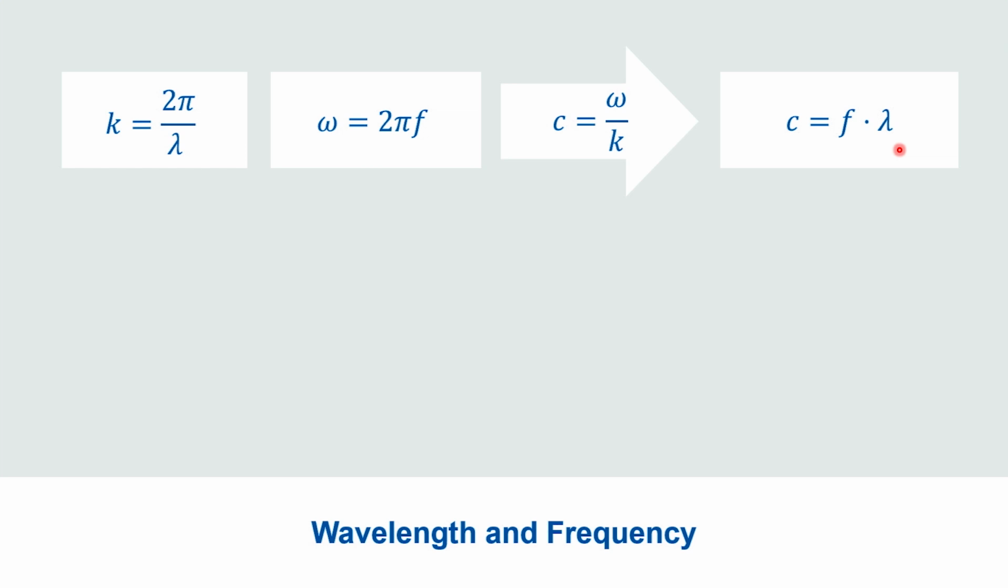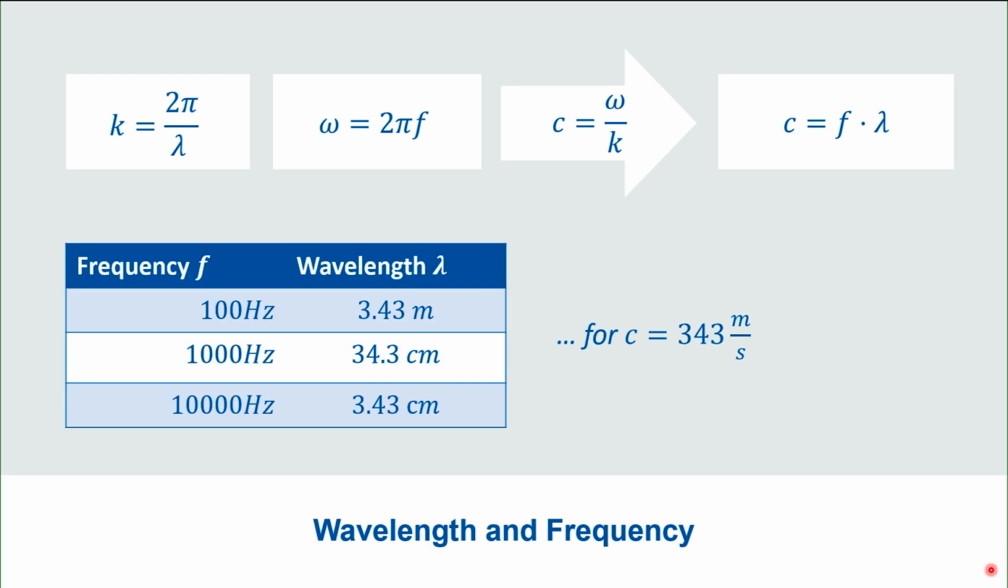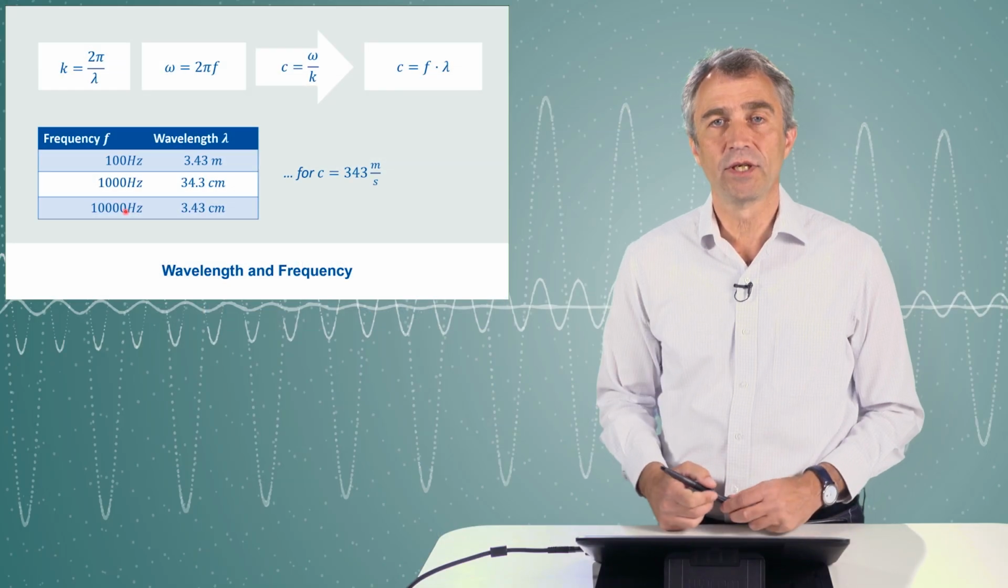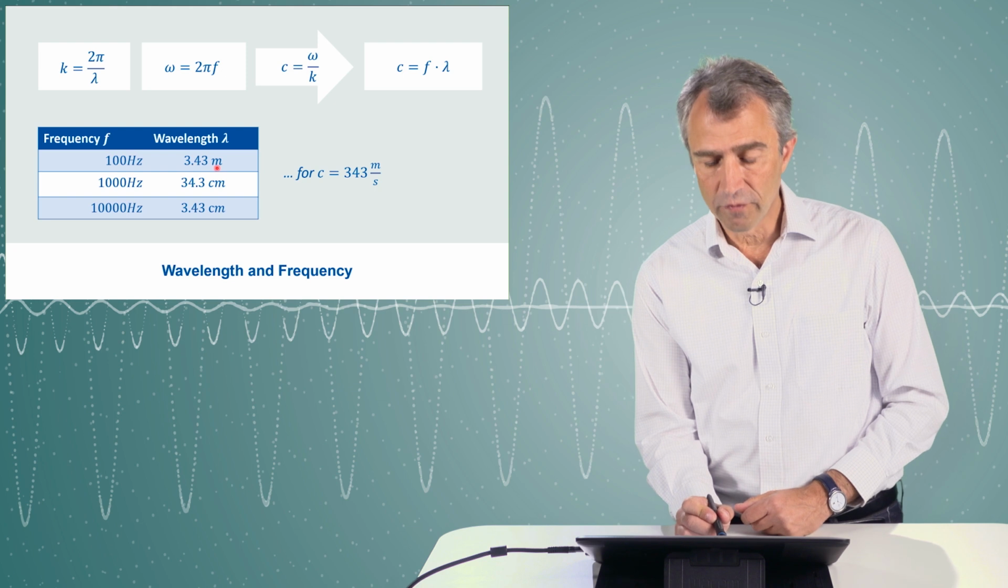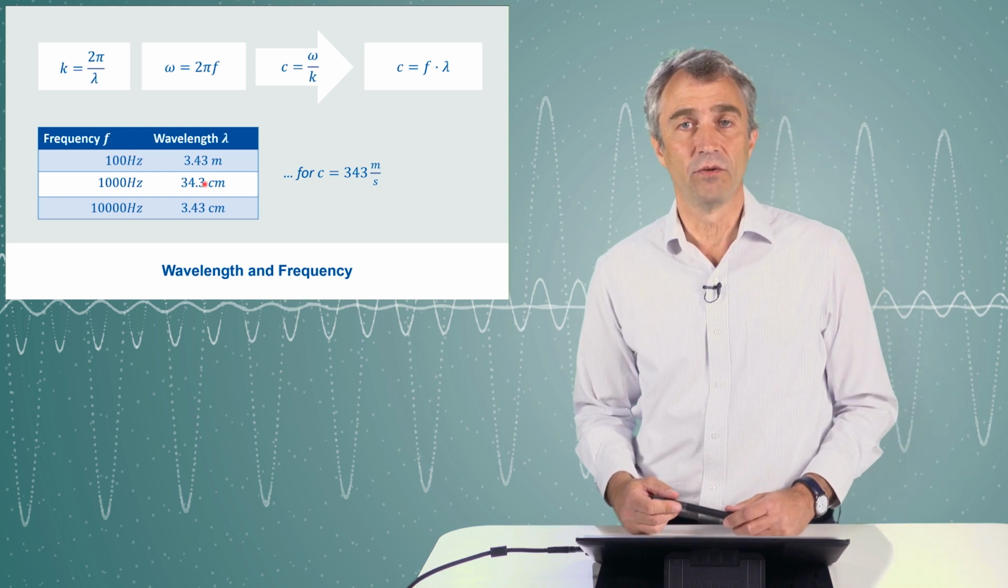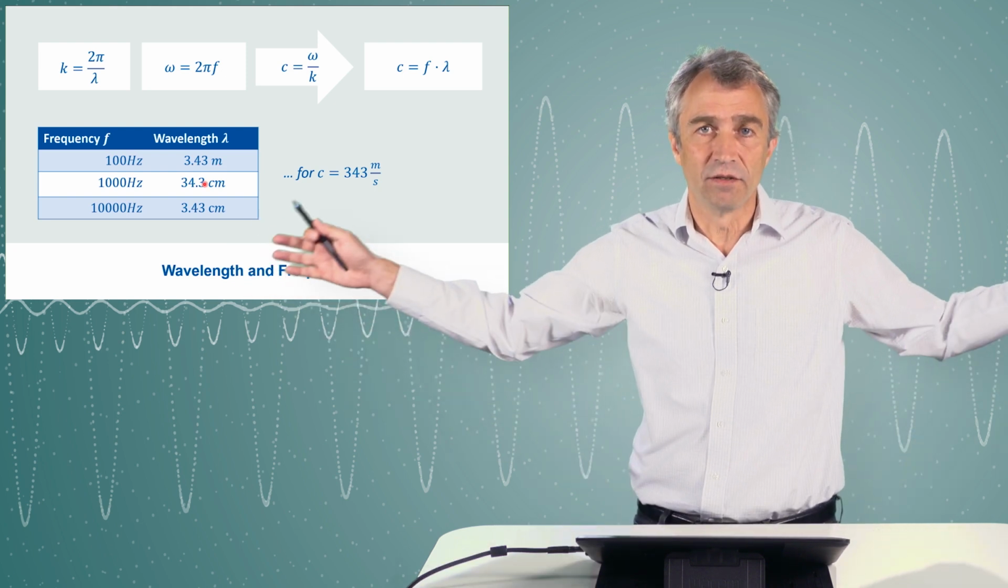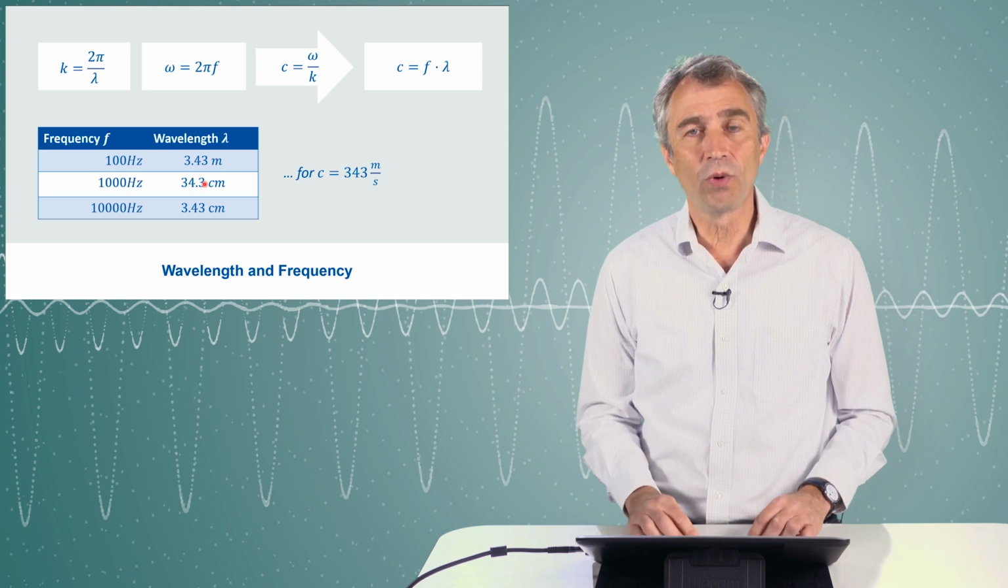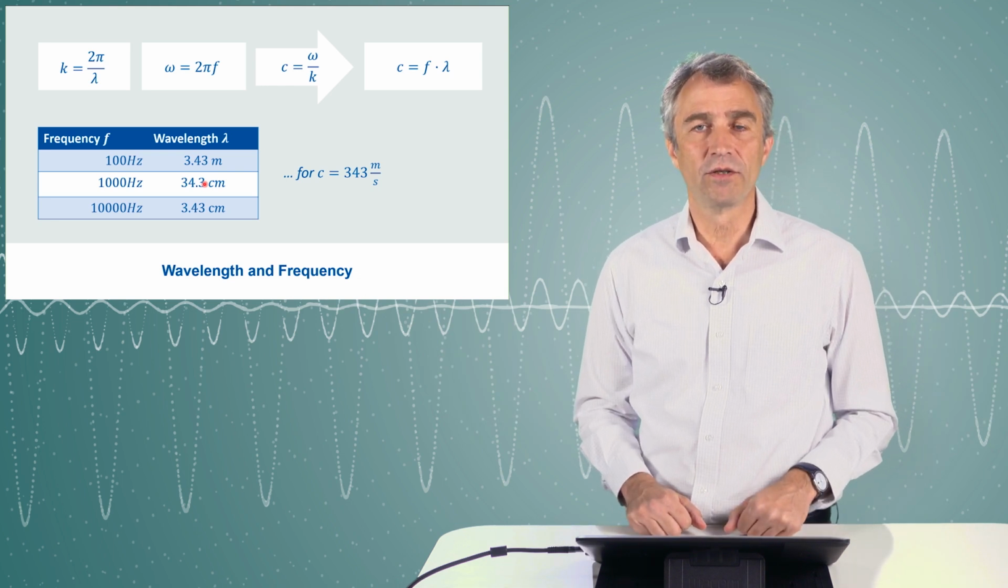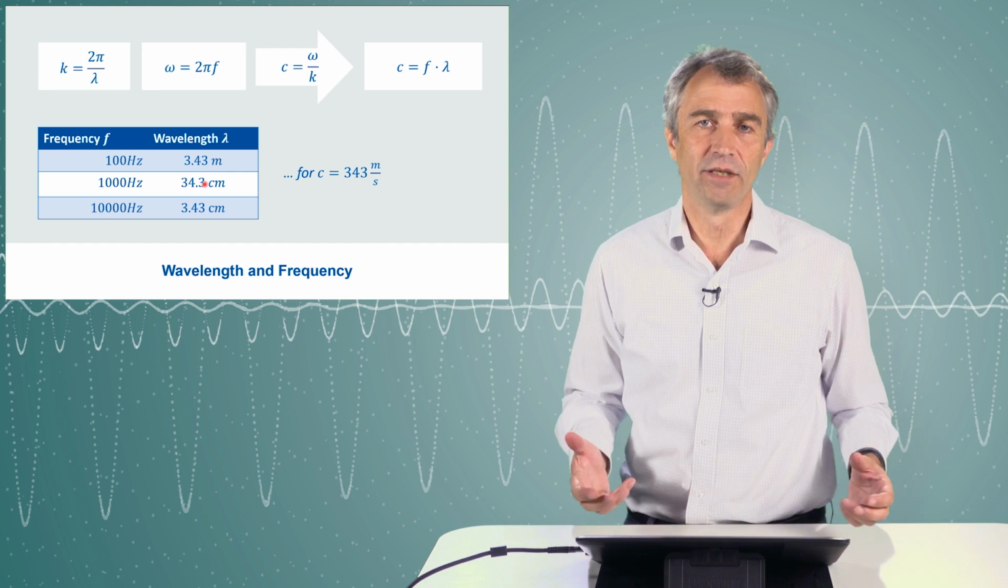frequency and wavelength. In this little table we see some examples for very low frequency, 100 Hz, compared with the medium frequency, 1 kHz, and 10 kHz. The associated wavelengths are 3.4 meters for low frequency sounds. I cannot show this, 3 meters is very wide. I can show 1 kHz. Everybody has 1 kHz as wavelength in his or her body.